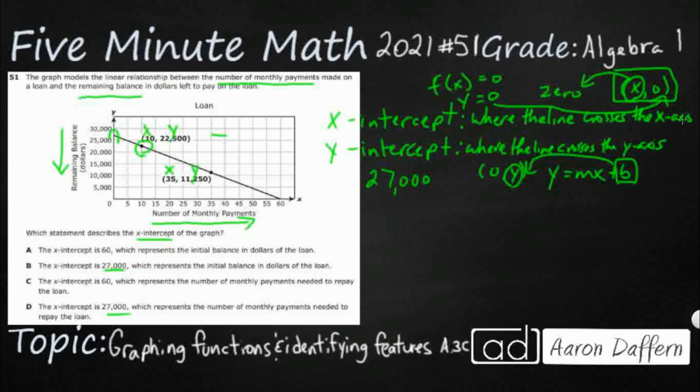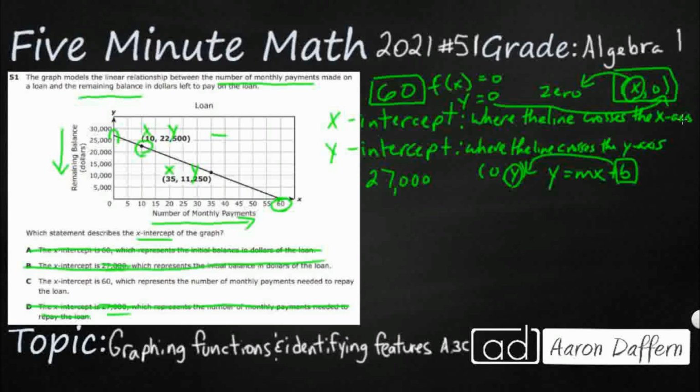You pay it off, pay it off, pay it off, and then when your remaining balance is 0, what do we have right here? We've got 60. So our x-intercept, or our zero, is 60. What does that mean? One option says the x-intercept is 60, which represents the initial balance in dollars. Well, it's not $60 to start with. It was like $27,000 to start with. So that is not what that 60 represents. The x-intercept is not 27,000. That's the y-intercept, so we're going to eliminate those two. So it has to be C.